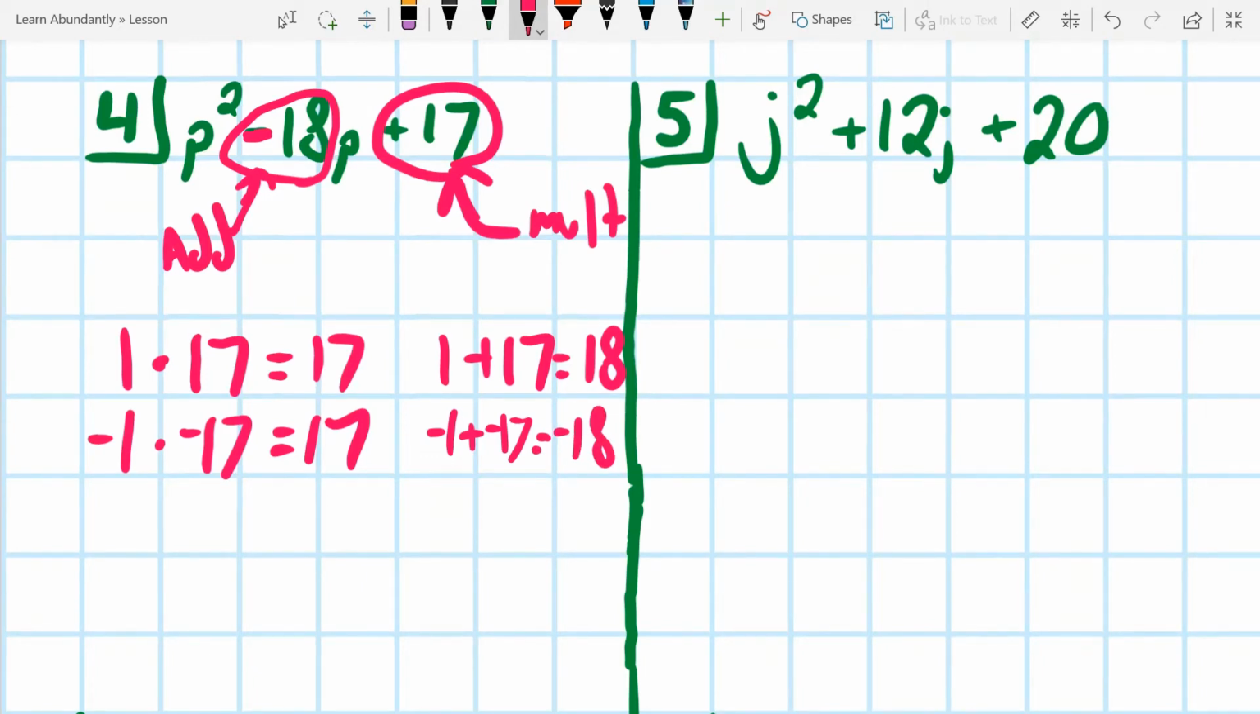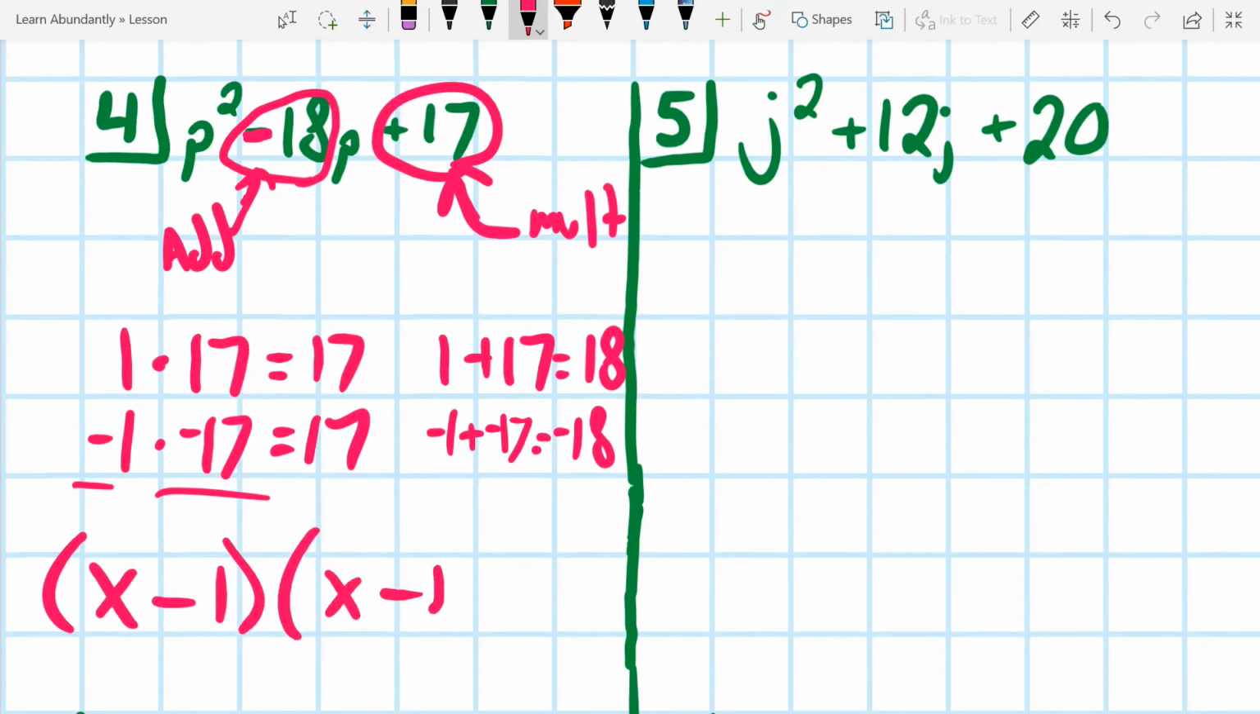So all we're doing is really listing the factors that work. Now this one, just because we had a negative in there, we had to adjust and do something a little bit more sneaky. And so what we'd end up with is x plus negative 1, or I could just write x minus 1 and x minus 17.